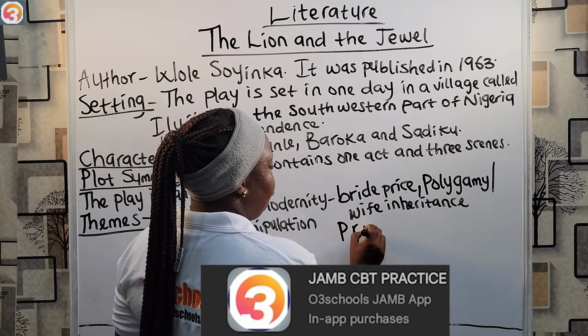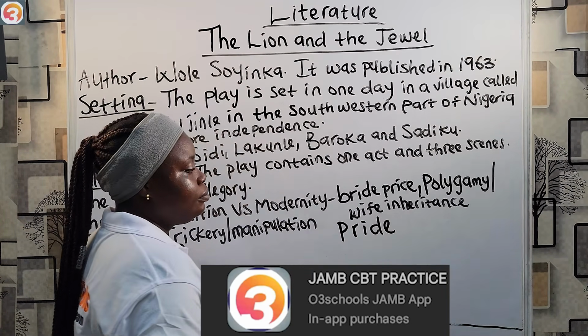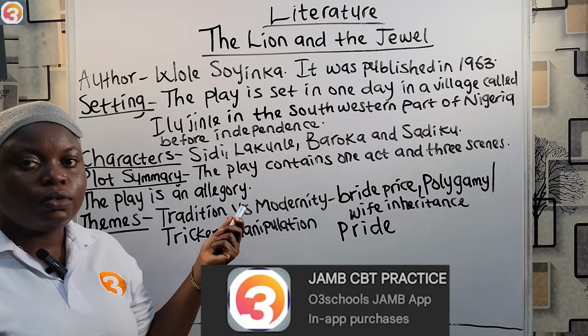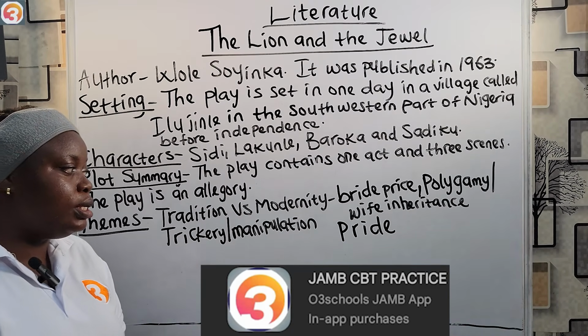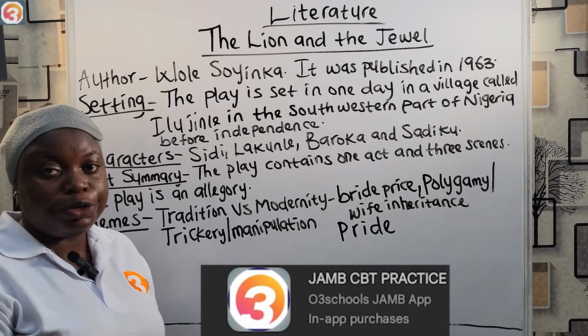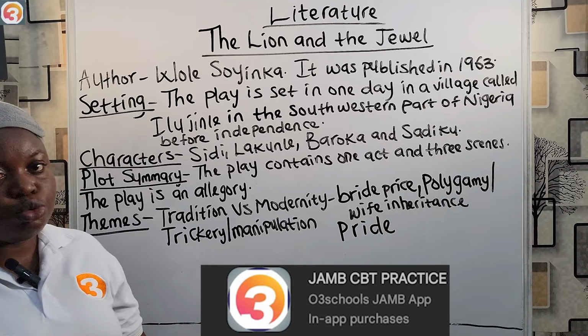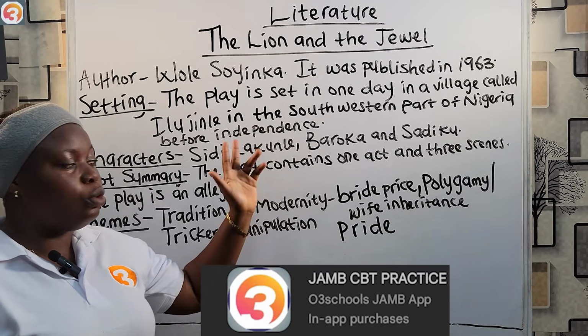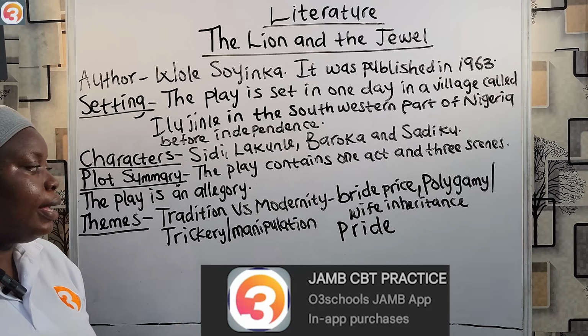So there was a theme of trickery and manipulation in the book. There's also the theme of pride. We see that in the character of Sidi. Once she sees how beautiful she is and how popular she's becoming because of her photos spread all over the magazine, she becomes too proud, feeling that she's too good for even Lakunle or Baroka to get married to.